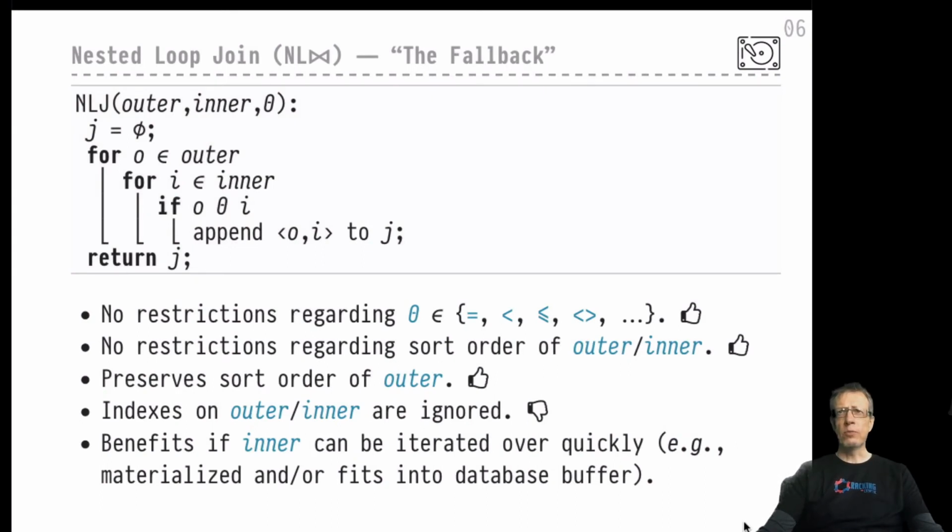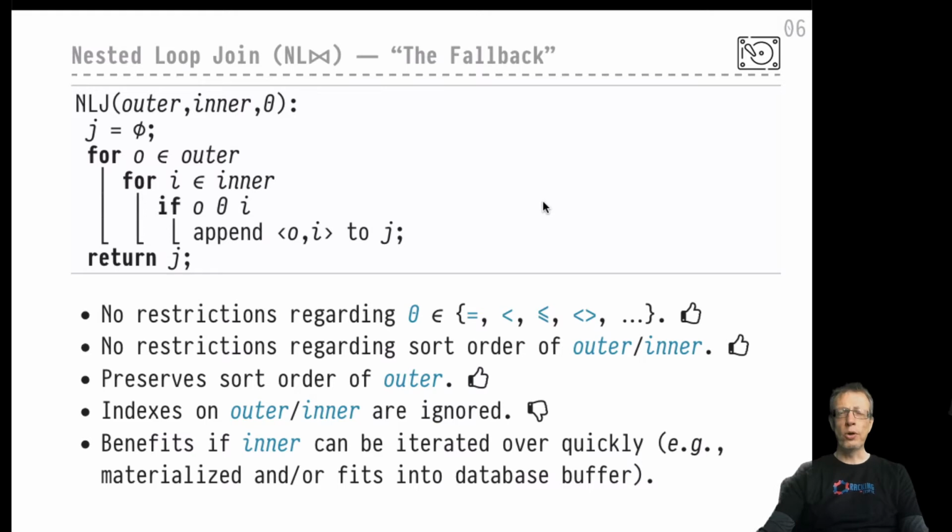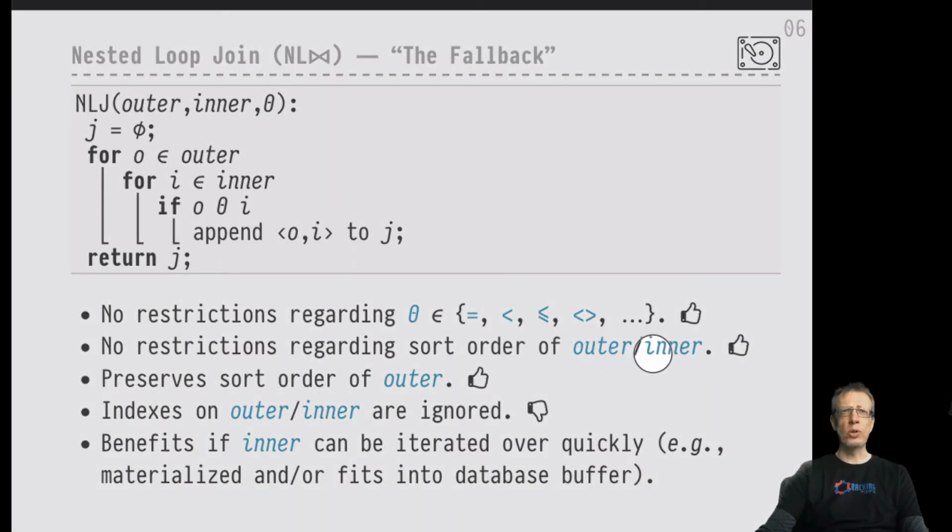Alright, this is the slide where we left off last time, and it's the slide about nested loop join, the fallback as it's called here on the slide. I think that's quite an appropriate nickname, because this is the workhorse nested loop join algorithm. It has no restrictions regarding the join predicate. It has no restrictions regarding any sort order of the outer and inner tables. Indeed, it ignores indices on these outer and inner tables, and that's a bummer. But as I told you already, we can fix that. And let's add a few more details to the discussion of nested loop join.